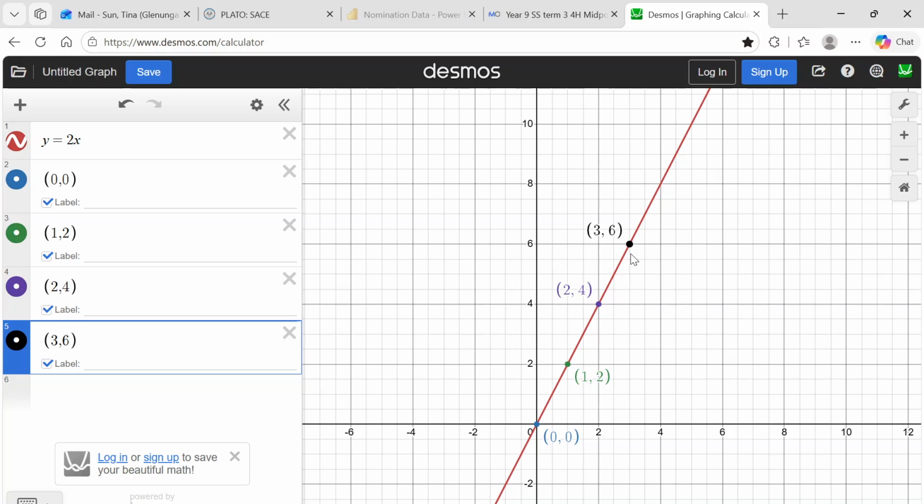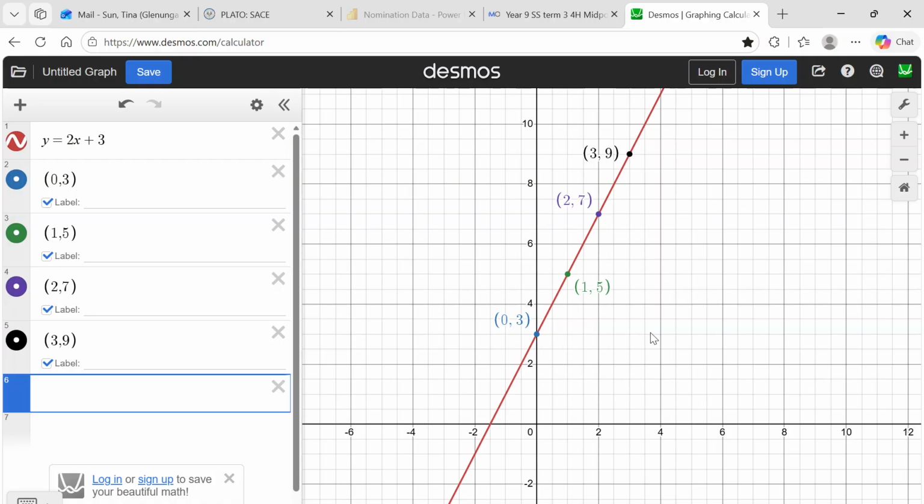So we can see from this straight line, y equals 2x, for every 2 points we find the ratio of the change of y over the change of x, it will always equal the gradient. So that can prove the first learning intention, and that's it.